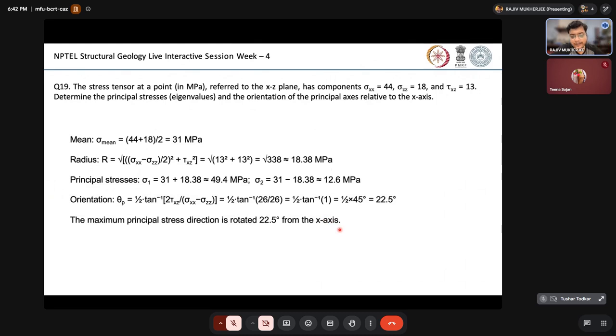So if you plot that in a Mohr circle, what we are calculating here numerically can also be done from the Mohr circle.